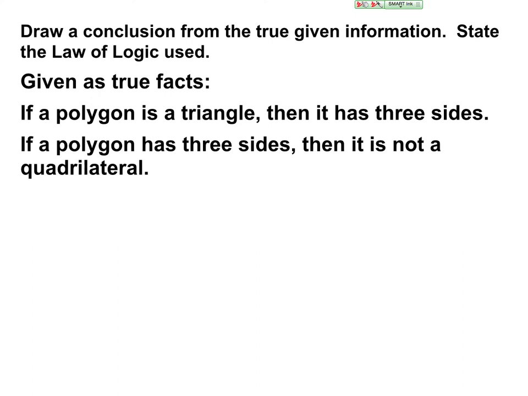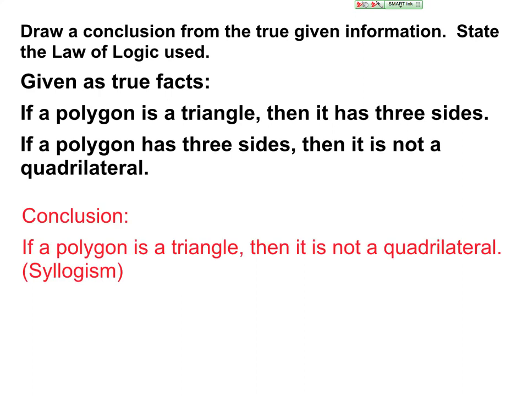A quadrilateral has four sides? That one should have been, if a polygon is a triangle, then it is not a quadrilateral. Groups get it right? Okay, making it up yourself was a little bit easier.